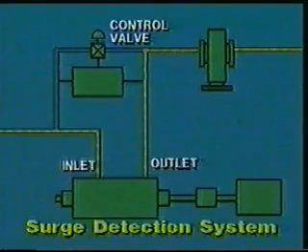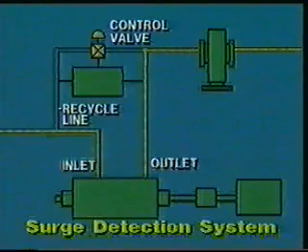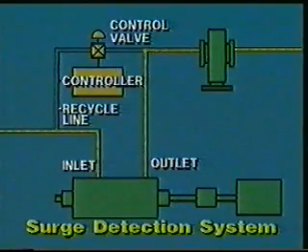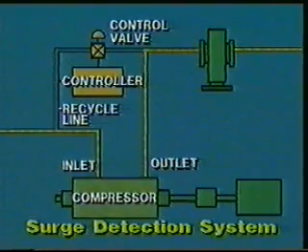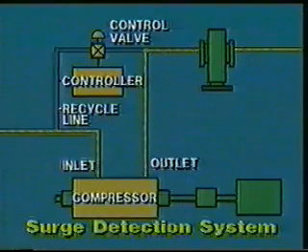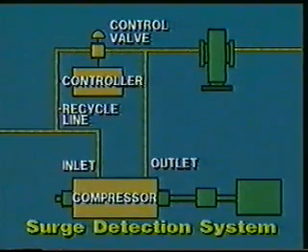An anti-surge control valve in the recycle line is regulated with a flow controller that senses the rate of the gas flowing into the compressor. If the flow rate is less than the set point, the valve opens and allows enough recycled gas to enter the suction port to keep the compressor flow rate above the surge point.